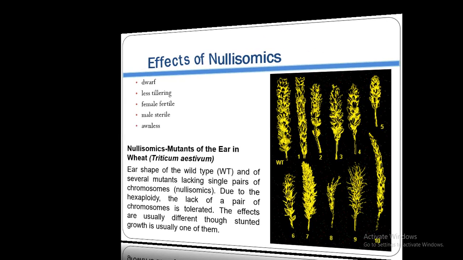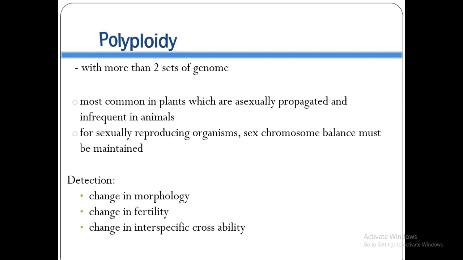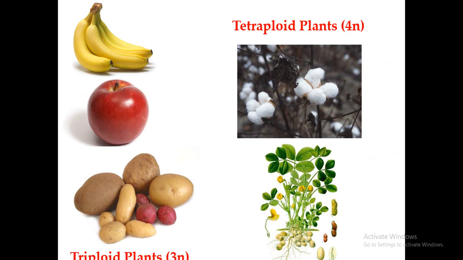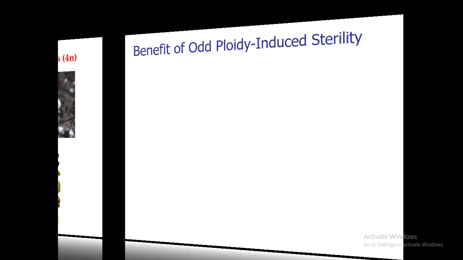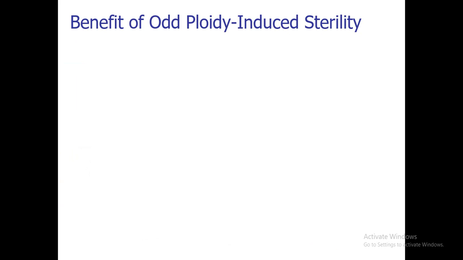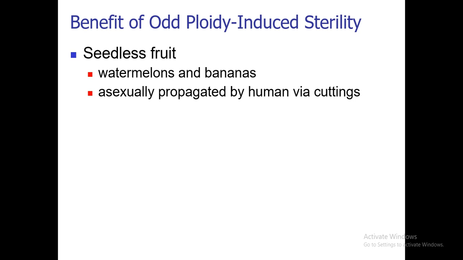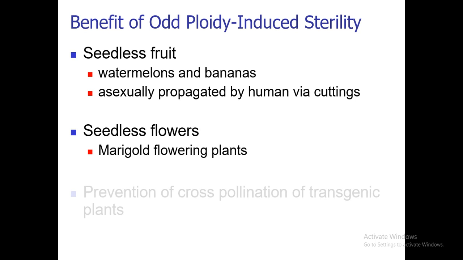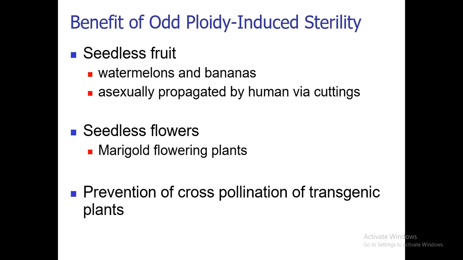Then for the effects of polyploidy, you already know what polyploidy is, right? For animals, if polyploidy happens, the offspring of that animal will also die. But for plants, it could promote higher yield. The more chromosome sets are added to a plant, the bigger and stronger it gets. The benefits of polyploidy in plants could lead to seedless fruits, seedless flowers, and it could even prevent cross-pollination of transgenic plants.